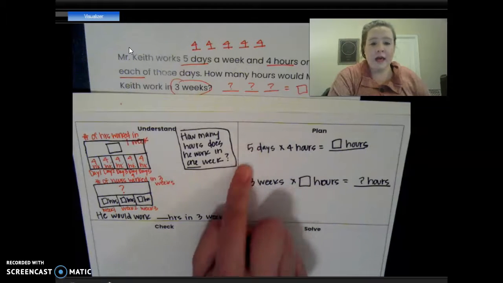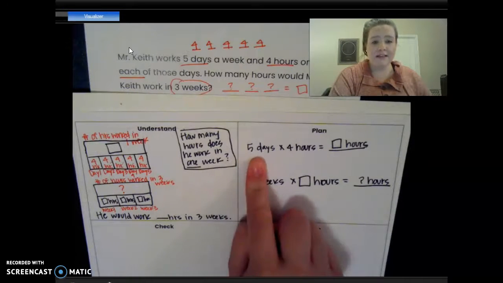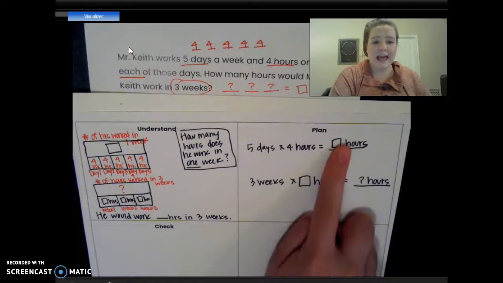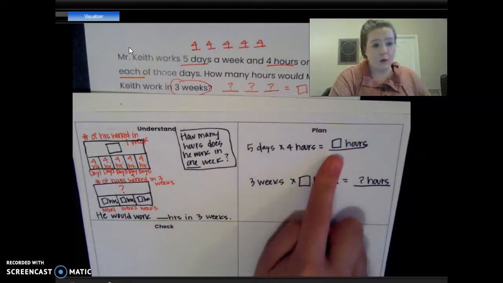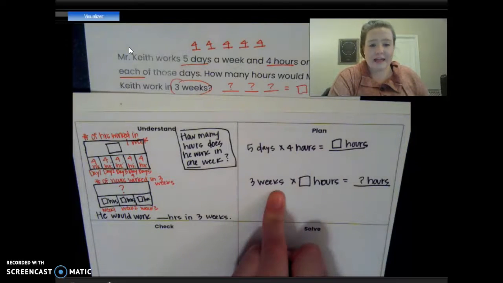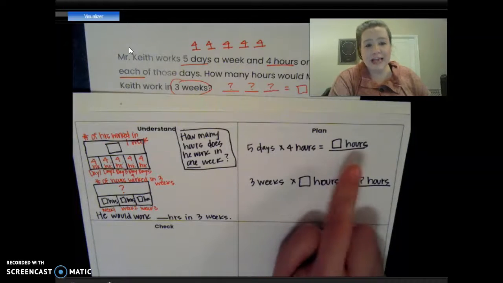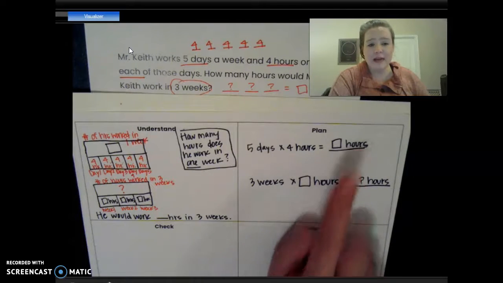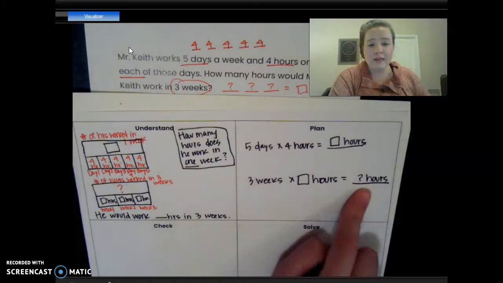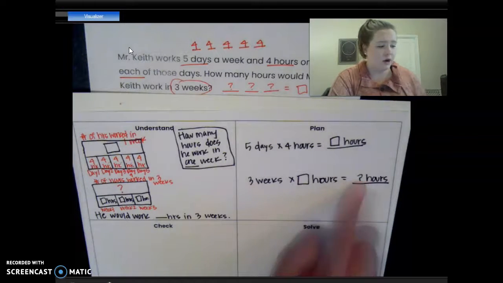Then I created my multiplication sentences. It just happened to both be multiplication. 5 days times 4 hours equals a certain number of hours. And I did not put a question mark because this does not answer my question, all right? Then my next step was 3 weeks times a certain number of hours. And that certain number of hours is going to be the same as the number of hours that we found in the first step. It's going to equal a number of hours in the 3 weeks. And this would be answering my question, which is why I have a question mark, okay?